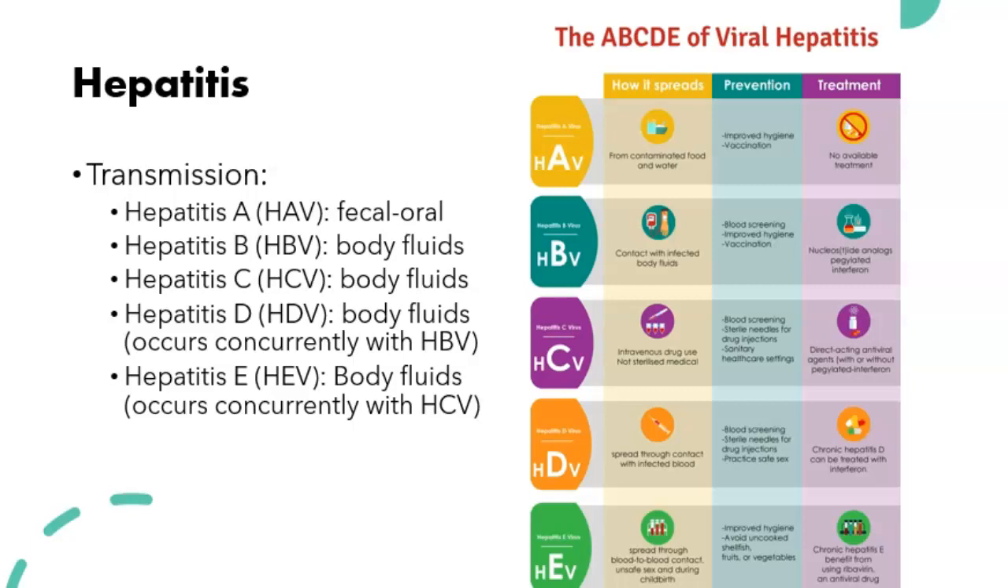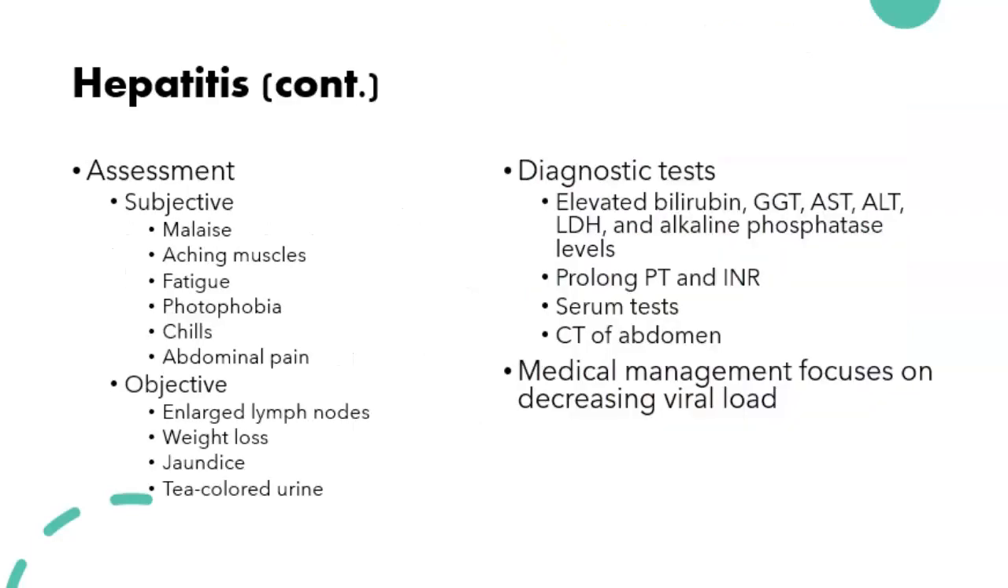Hep D also occurs concurrently with Hep B, and this is transmitted through body fluids. Hep E also occurs concurrently with Hep C, and it's also transmitted via body fluids. Health officials are required to report all types of viral hepatitis to the CDC. And prevention is going to be your best treatment. So hand washing, vaccines, use of condoms, use of sterile needles, depending on what kind of hepatitis.